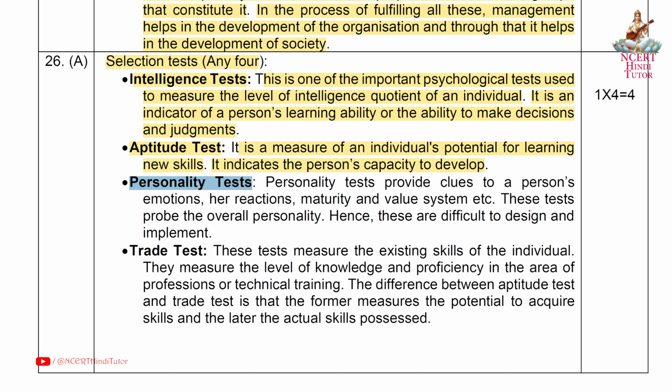Third, personality test. Personality test provides clues to a person's emotions, her reactions, maturity, and value system, etc. These tests probe the overall personality, hence, these are difficult to design and implement. Fourth, trait test. These tests measure the existing skills of the individual. They measure the level of knowledge and proficiency in the area of professions or technical training. The difference between aptitude test and trait test is that the former measures the potential to acquire skills and the latter the actual skills possessed.